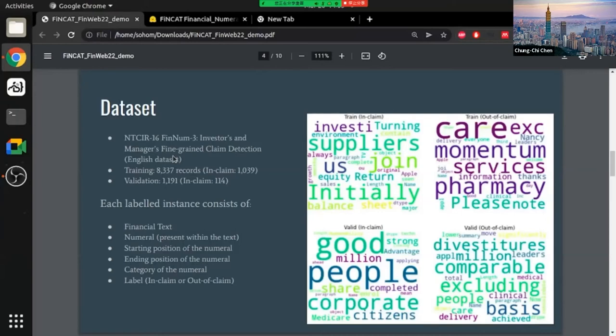Each labeled record consists of the following: a financial text, a numeral present within the text, the starting position of the numeral, the ending position of the numeral, the category of the numeral, and the label, that is whether the particular numeral is in claim or out of claim. We have shown the word clouds of the training and validation set separately for the in-claim and out-of-claim instances on the right-hand side of the slide.